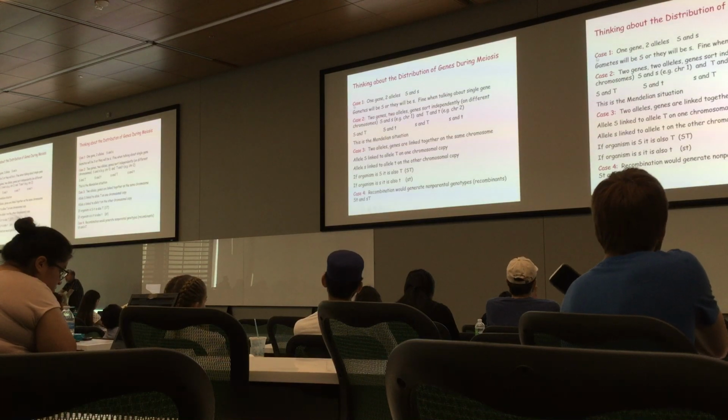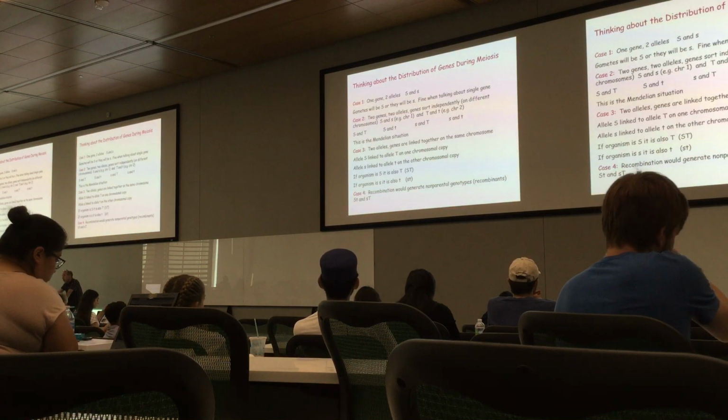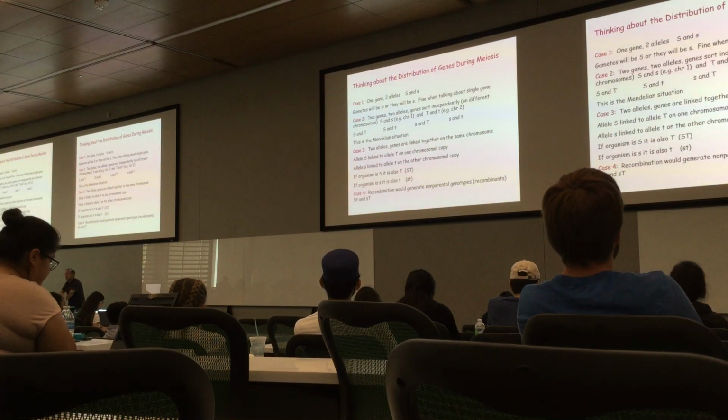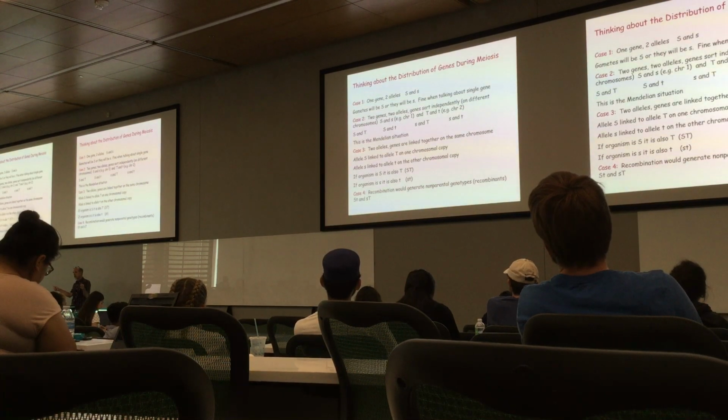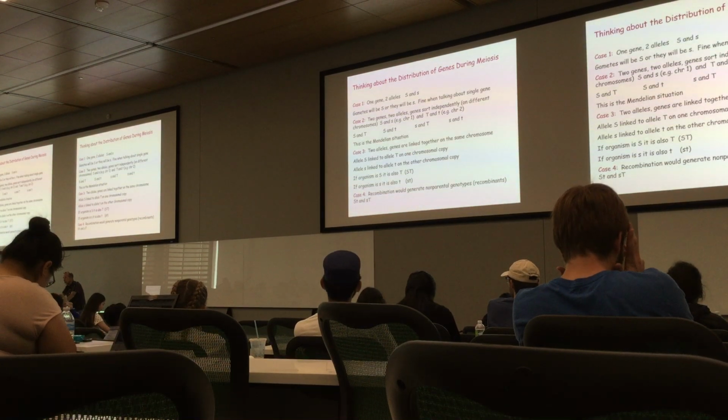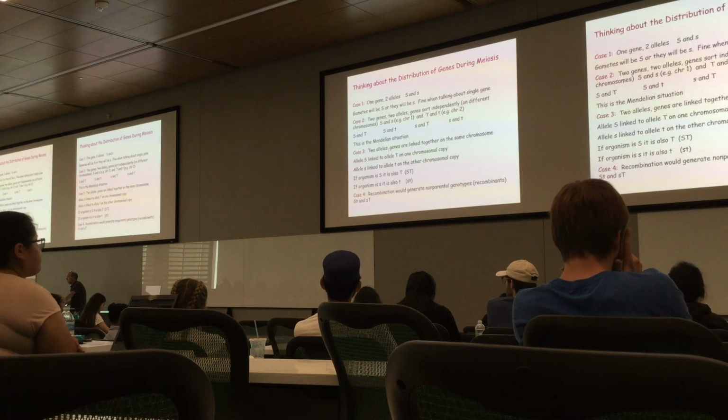Case one, it's possible that you have a single gene that comes in two allelic forms, big S and small s, and this is pretty simple, right? The chromosomes are going to separate, and so the gametes are either going to be big S or small s. No big deal, that's kind of a basic precept.